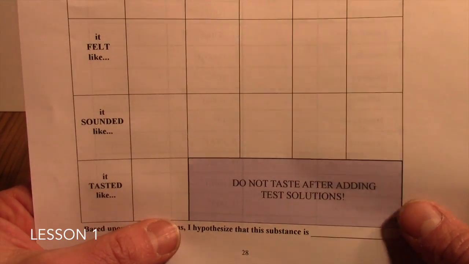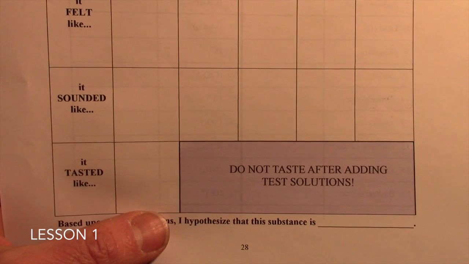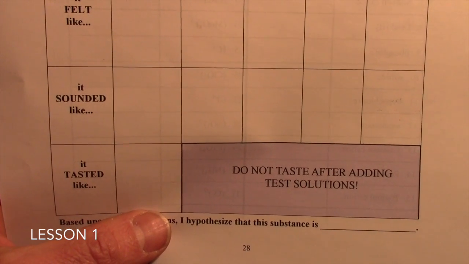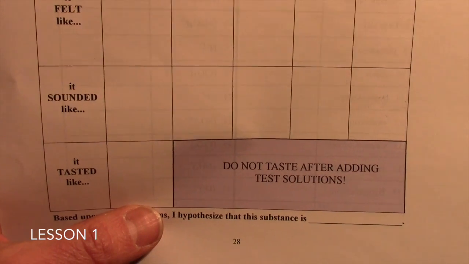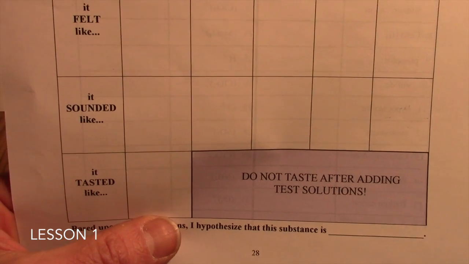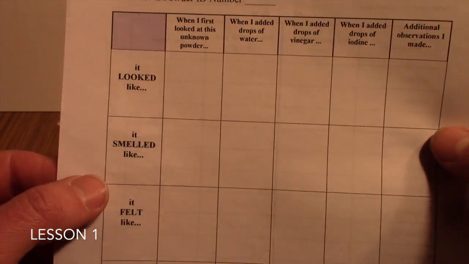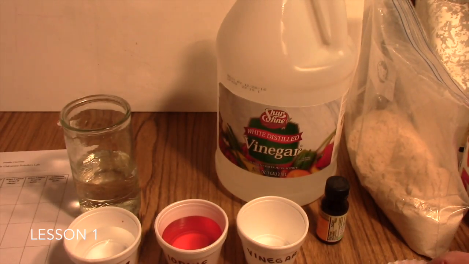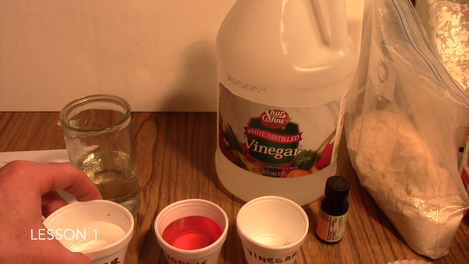And again, they need to use observation terms like, it tasted sweet, it tasted sour, it tasted bitter, it tasted like candy, any observational term, rather than saying it tastes like flour or it tastes like starch or something like that. Okay, so they've done their first series, and then what they'll do next is move to their first testing solution.